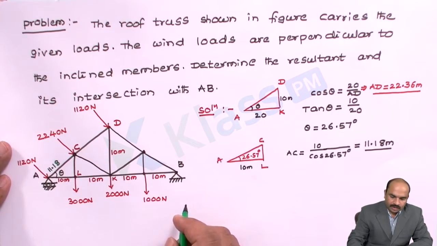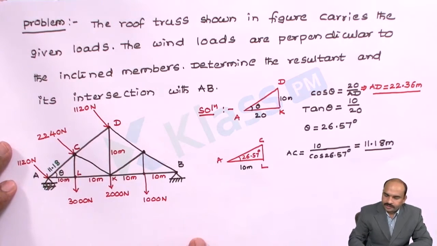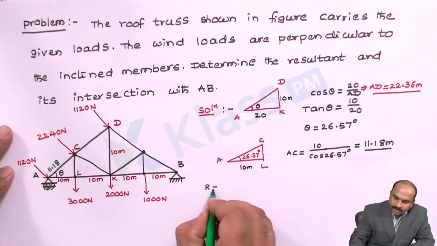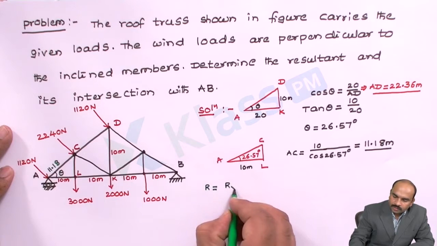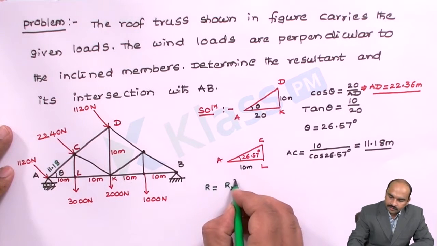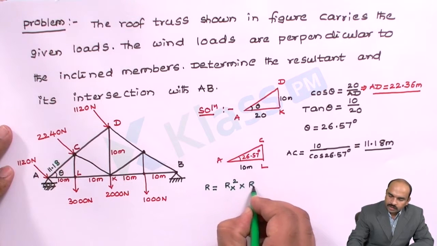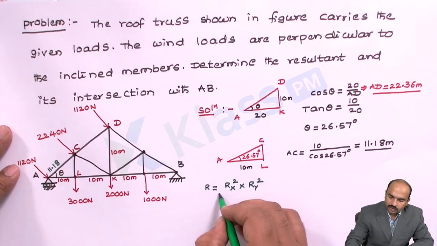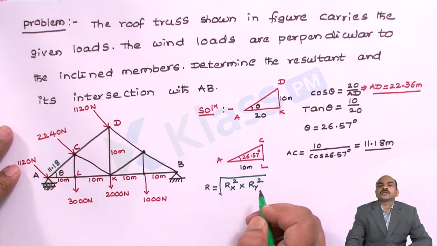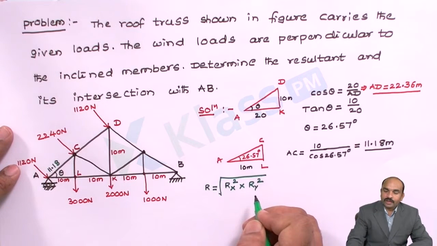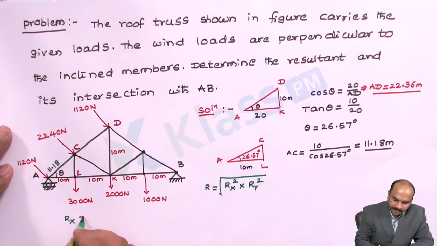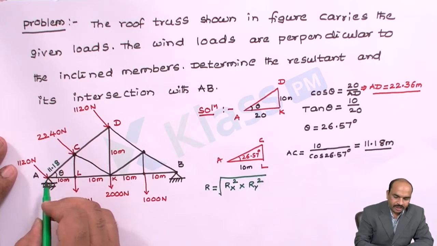Now we know all the angles and all the distances. So let us calculate the resultant of all these forces first. We know the resultant R is equal to the square root of Rx squared plus Ry squared, that is, the sum of all the forces along the x-axis squared plus the sum of all the forces along the y-axis squared. This is the formula we will use to calculate the resultant of all the forces. Now first let us calculate Rx. See, this is the sine theta.